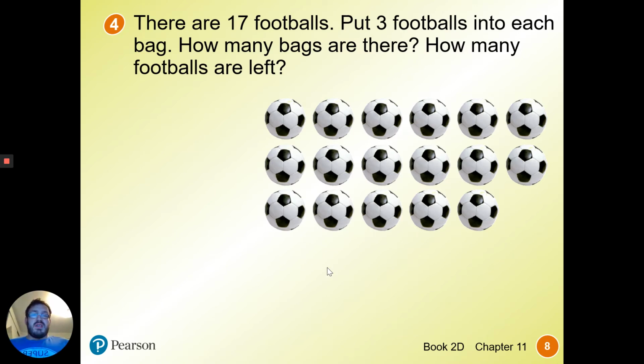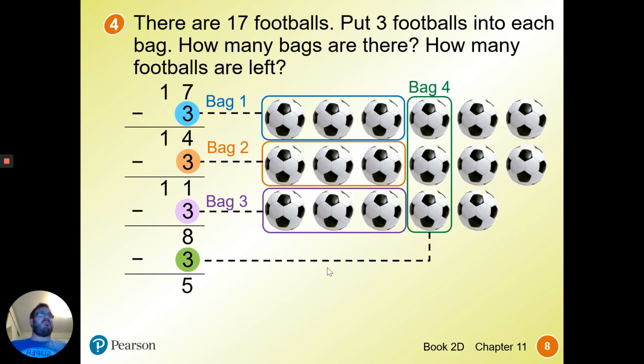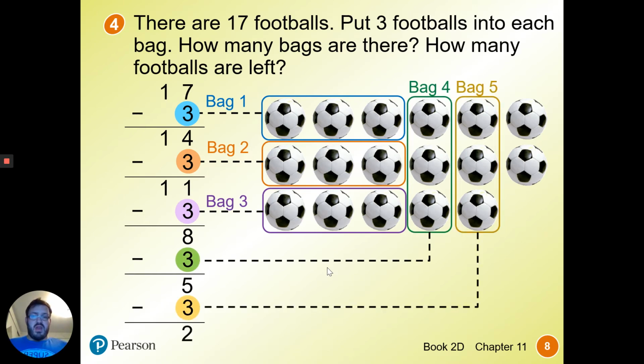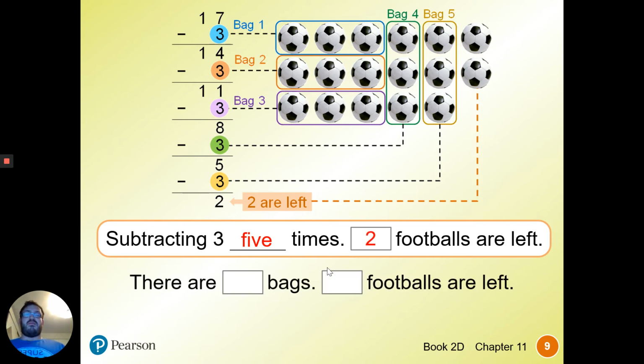In this question, we've got 17 footballs, and we're going to put the footballs into groups of 3. So we're going to minus 3 each time. We've got bag 3, now bag 4, now bag 5. When we get to the 5th bag, we've only got 2 remaining. We can no longer make a bag of 3, so we know that we just have 2 left. We subtract 3 five times, and there are 2 footballs left. So 17 divided by 3 equals 5, remainder 2.